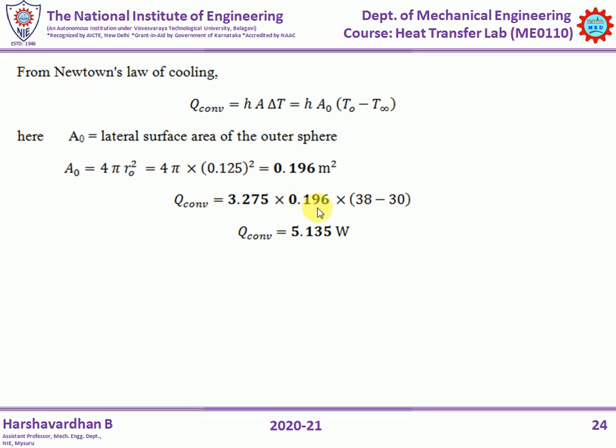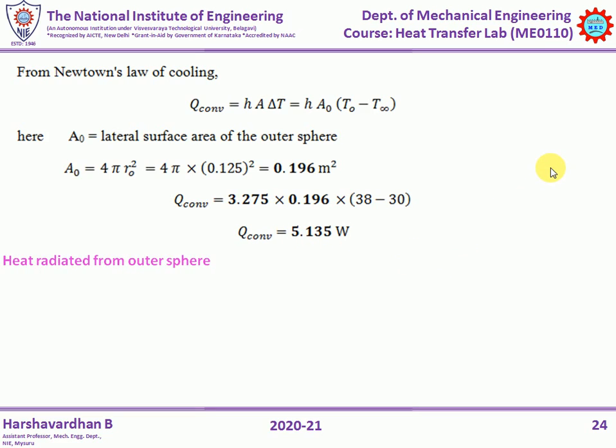That has been substituted in the Newton's law of cooling equation, and the temperature difference is actually 8 degrees centigrade between the outer sphere and the still layer. Okay, so based on these substituted values, we have got the rate at which it is transferring from the sphere to the air by convection mode as 5.135 watts.